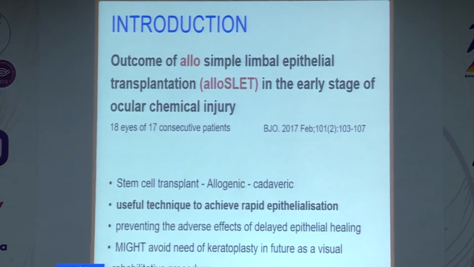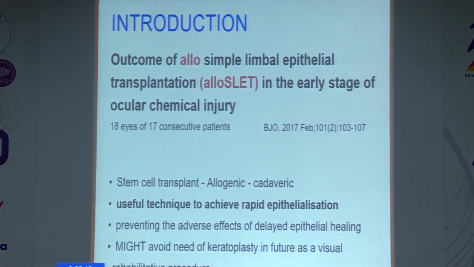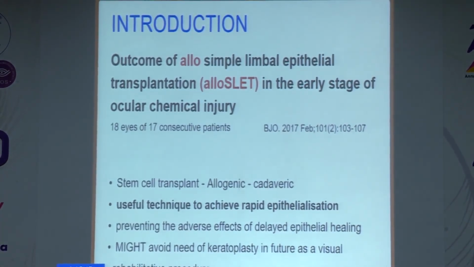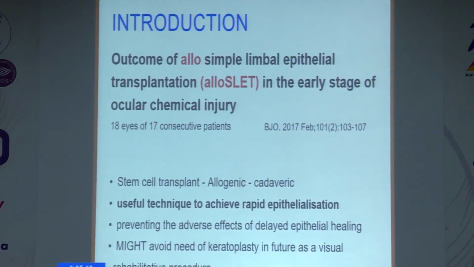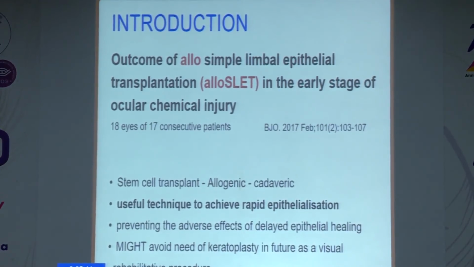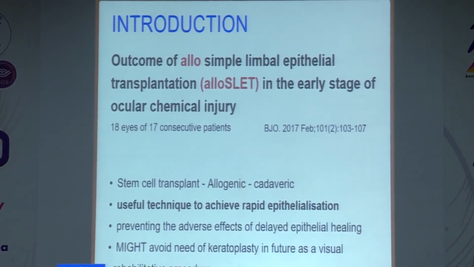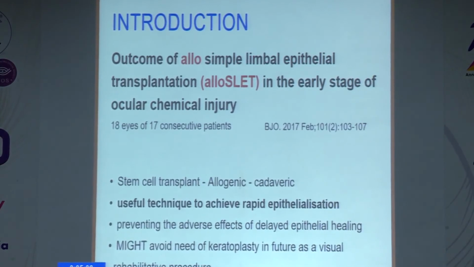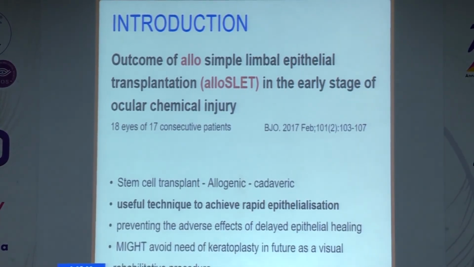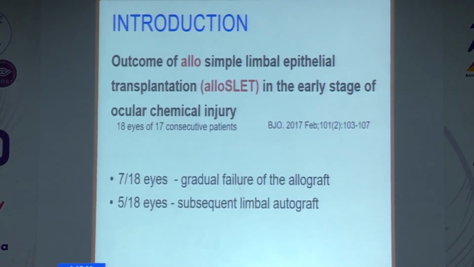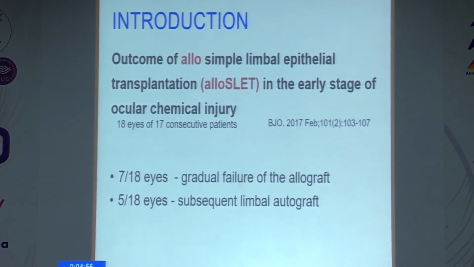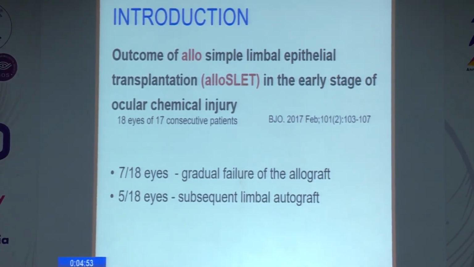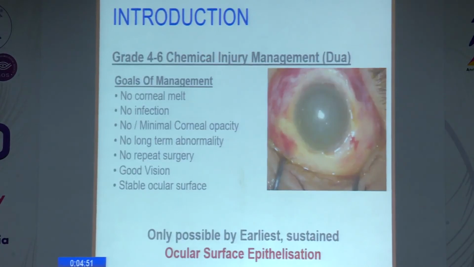Because of this, the Shankar et al. group came up with an alloslet wherein they used allogenic, which is a cadaveric limbal stem cell tissue, to put on the ocular surface and establish the ocular surface. They proclaimed that it was a useful technique to achieve rapid epithelialization, and it would avoid the need of future keratoplasty because it led to decreased melting. But in their study also, in 7 out of 18 eyes, there was a gradual failure of the allograft, and 5 out of 18 eyes required a subsequent limbal transplant surgery.